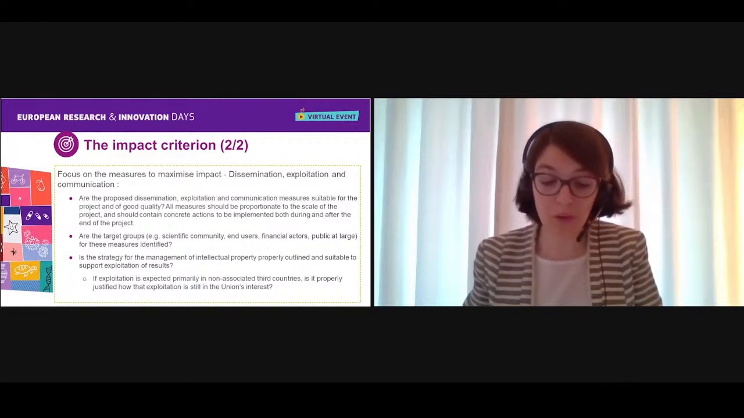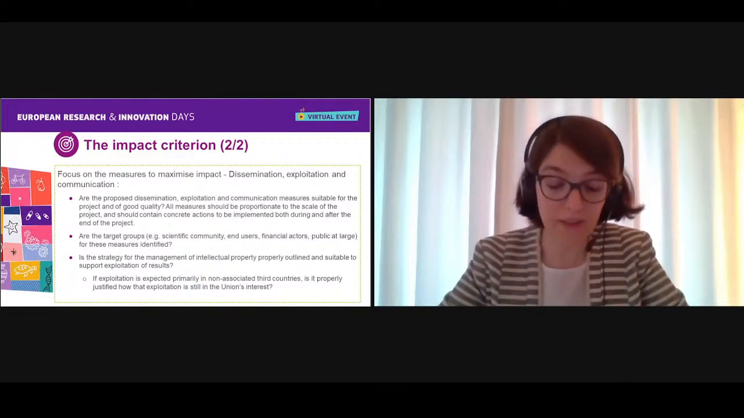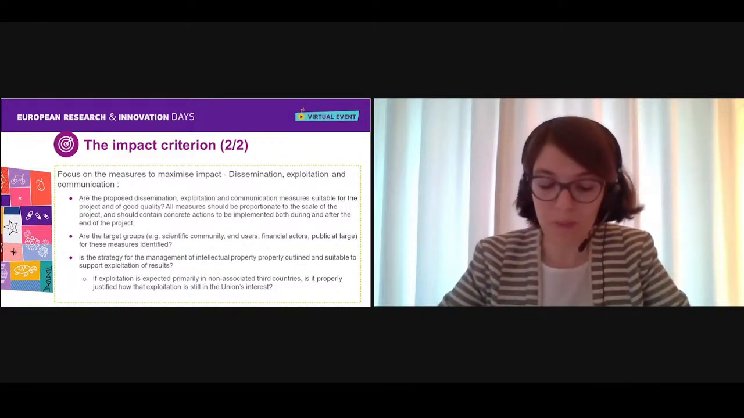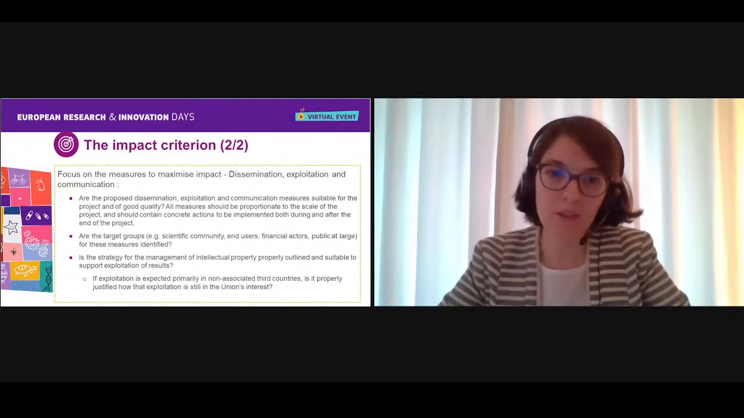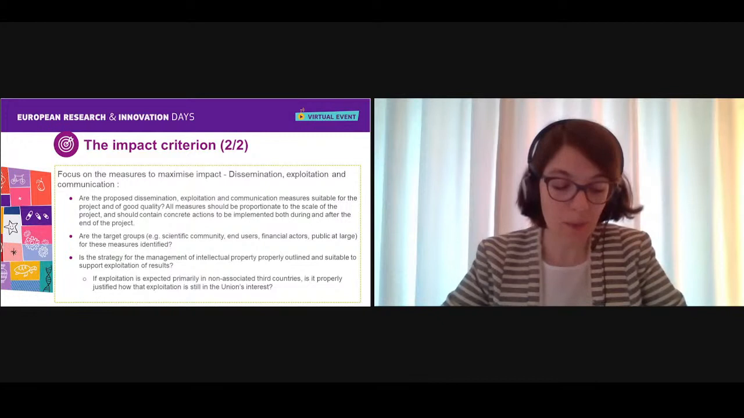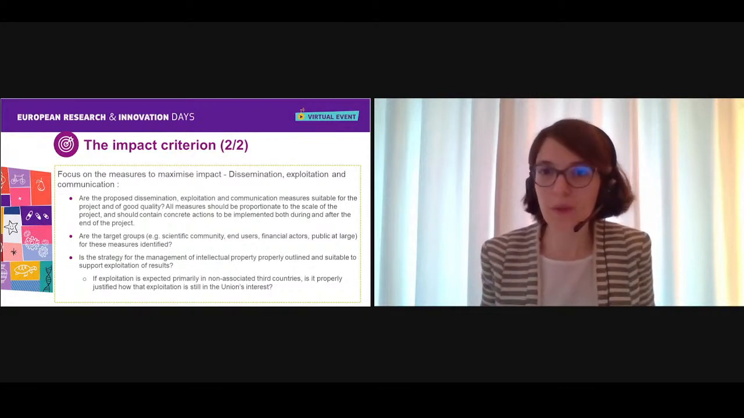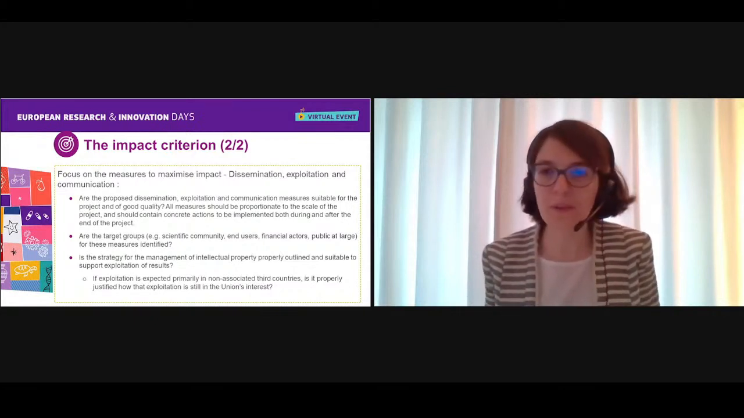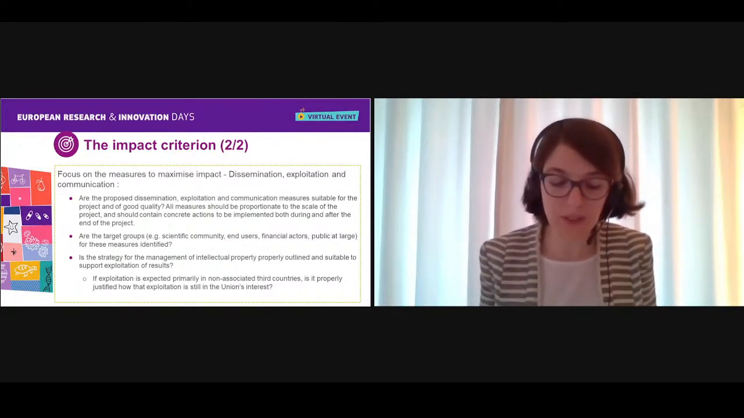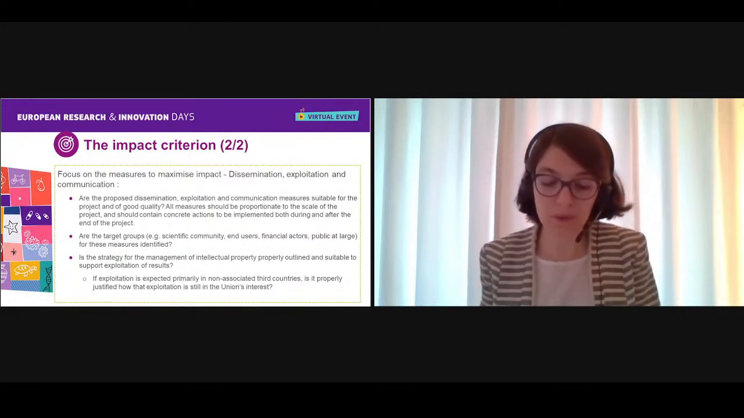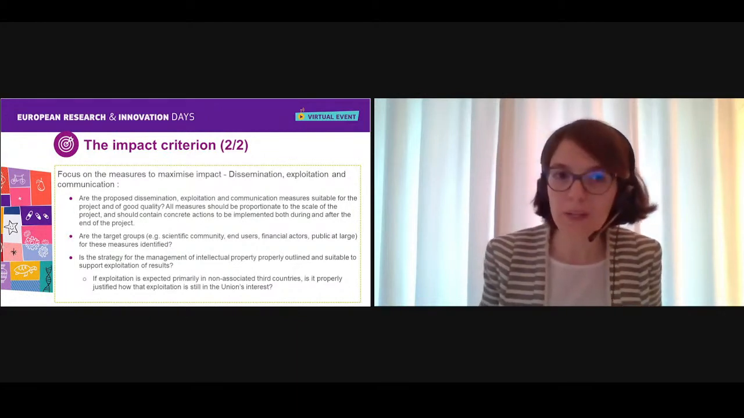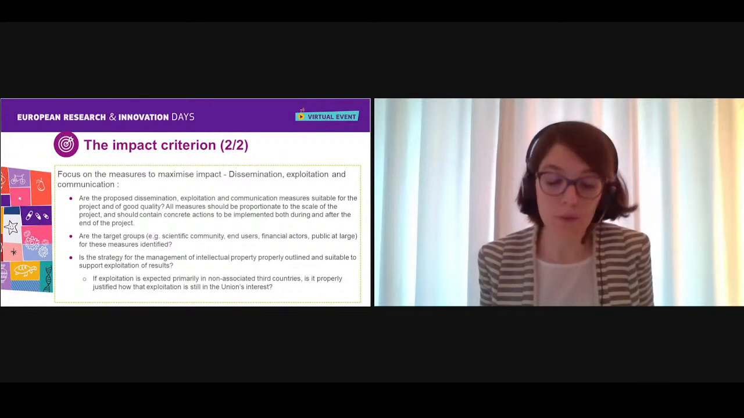So what should you write in there? You need, of course, to describe your plan measures for dissemination, exploitation, and communication. And the expert will look at whether those measures are suitable for the nature of your project. Of course, different projects on different fields with different size, different objectives will not have the same type of measures. Experts will look at the quality of these measures. Are they of good quality?